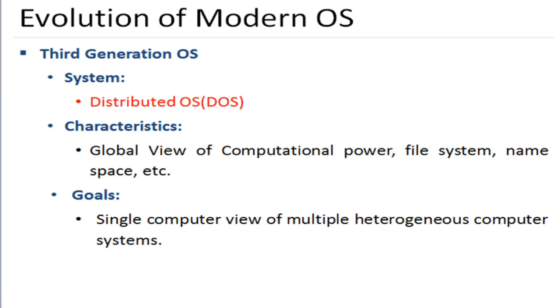The next evolution is third generation OS, that is distributed operating system. The main characteristic of distributed operating system is it has computational power, file system, namespace, etc. The main goal of distributed operating system is to provide a single computer view of multiple heterogeneous computer systems.